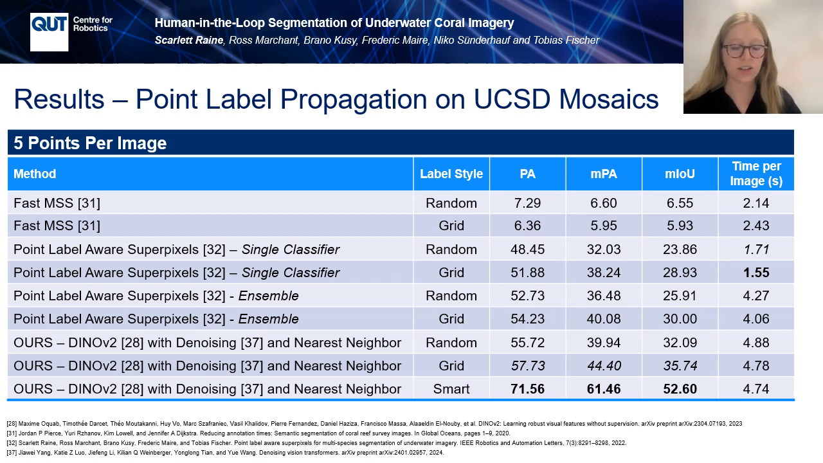In the case that only 5 point labels are available per image, we outperform the previous state-of-the-art by 17.3% for pixel accuracy and 22.6% for mean intersection over union. Even if the smart human-in-the-loop labeling regime is not used, our approach still outperforms the prior approaches by 3.5% pixel accuracy and by 5.7% for mean intersection over union.